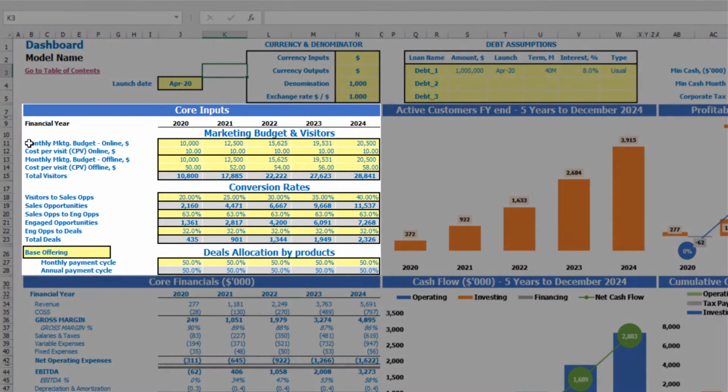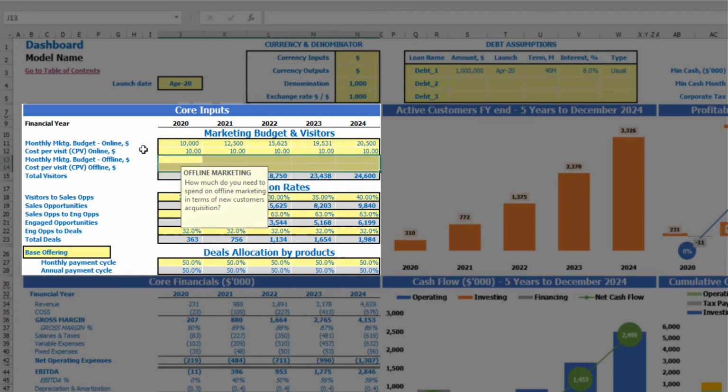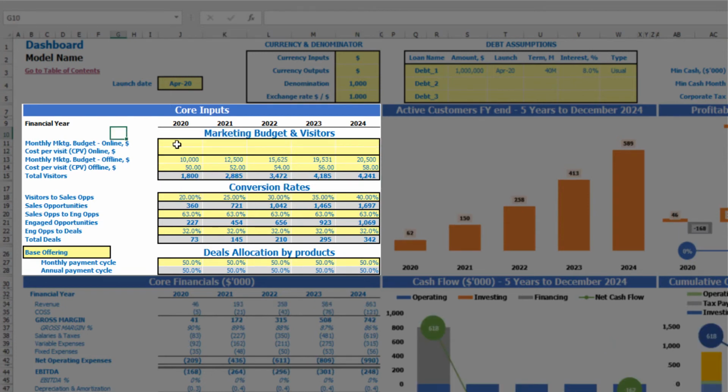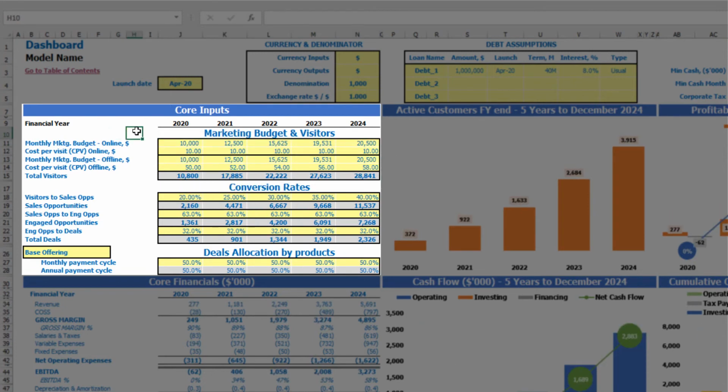Next, you need to input the monthly marketing budget broken down by online and offline and cost per visit. So you can use only online, for example, if you just clean the offline stream, or vice versa. If you will use only offline marketing, you can just clean online and that's it. If you will use both, just input both assumptions for the online and for the offline.